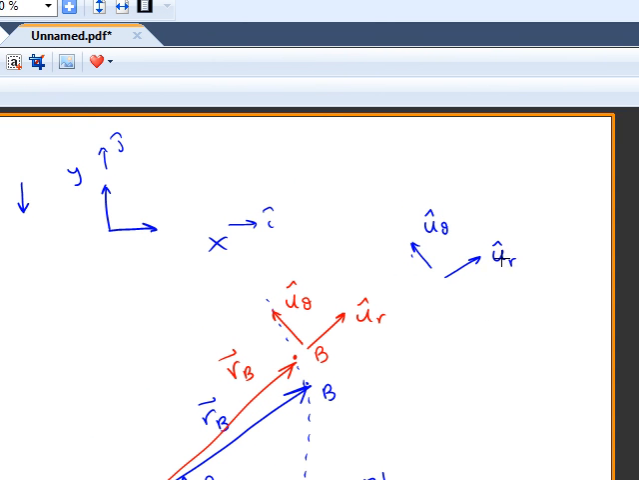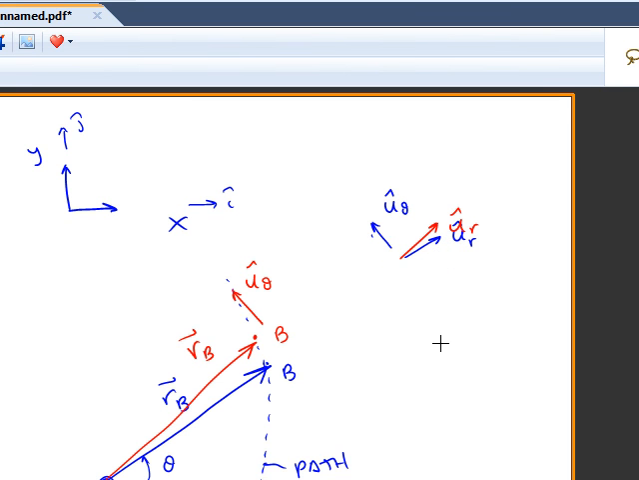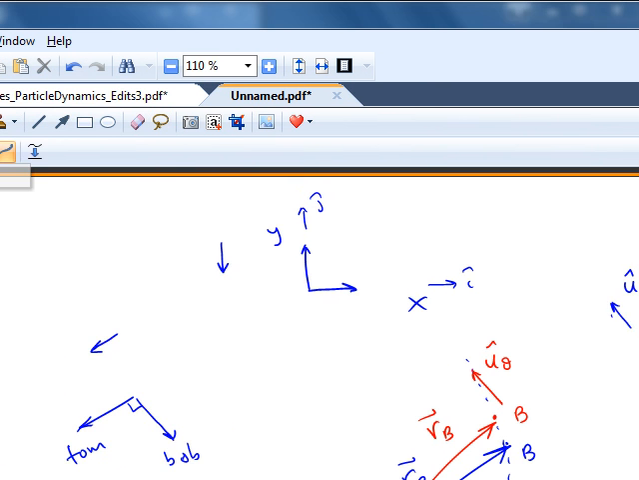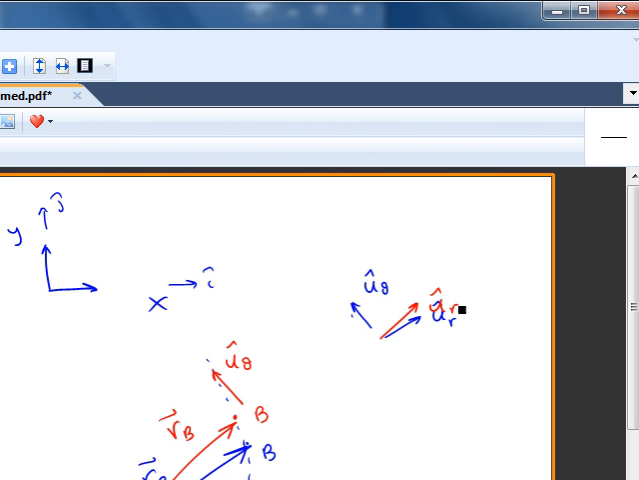U theta is still UR rotated 90 degrees in the direction of increasing theta. UR initial in blue, final in red. Unit vector with length 1. But the vector changed. Okay? It rotated. Now, if we zoom in on this, I'm going to, in black, draw the change in UR. How did UR change? What's minus UR initial plus UR final? It's this black vector here.